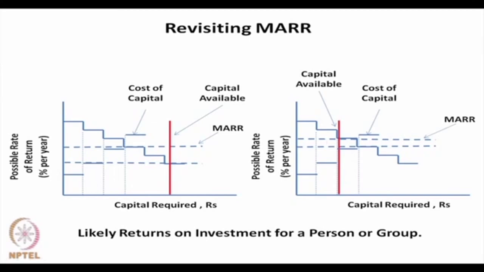So, what we understand from these two diagrams is that there are two considerations in finding out the minimum attractive rate of return for an investor. One is the cost of capital and the other is the profit or rate of return that the investor is forfeiting because he does not have sufficient capital with him. Considering both the two cases, the higher of the two will be the minimum attractive rate of return. So, always MARR is greater than or equal to the interest rate prevailing or the cost of capital prevailing in the market. So, these are the considerations underlying minimum attractive rate of return.